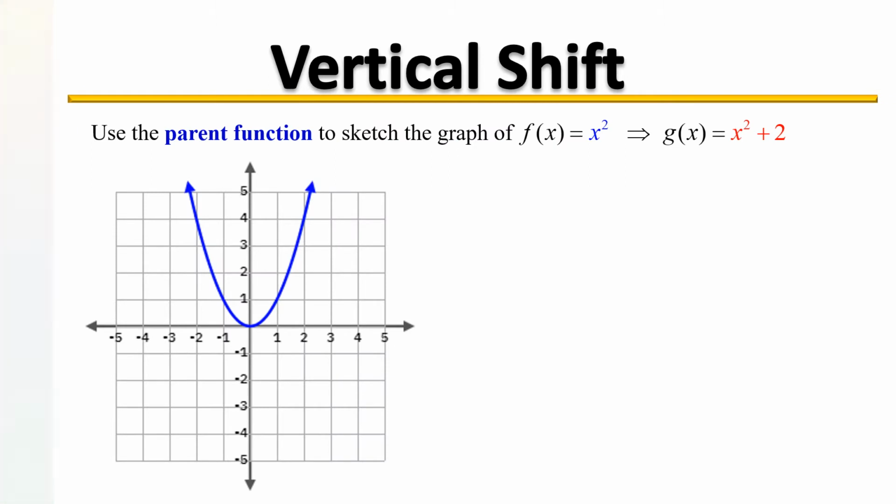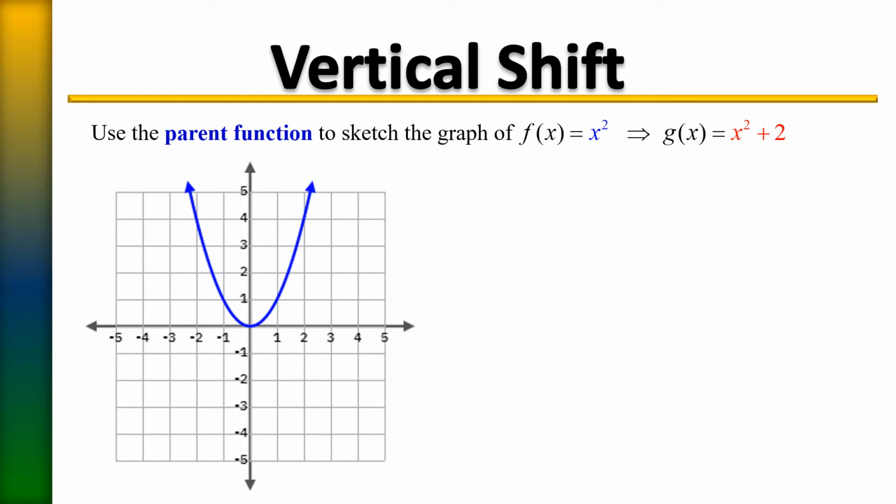Let's take a look at the parent function, the quadratic function, f of x equals x squared. And we're asked to transform that graph to g of x, which is x squared plus 2. So notice this is nothing more than the quadratic function, and in the back you notice a +2, which means we're going to shift this graph 2 units upward. So when we do so, it's going to look like so.